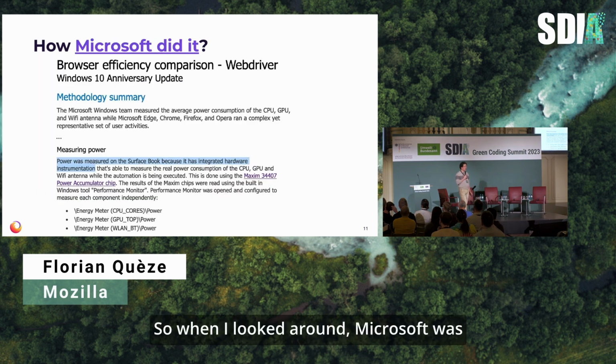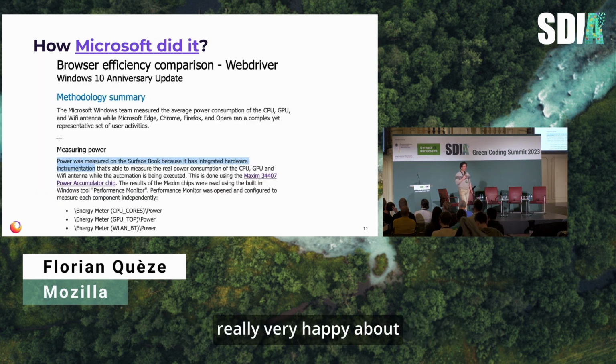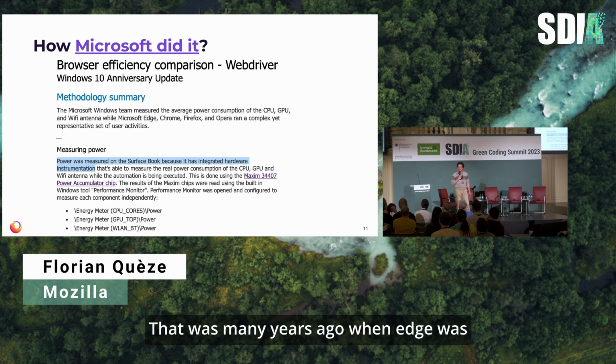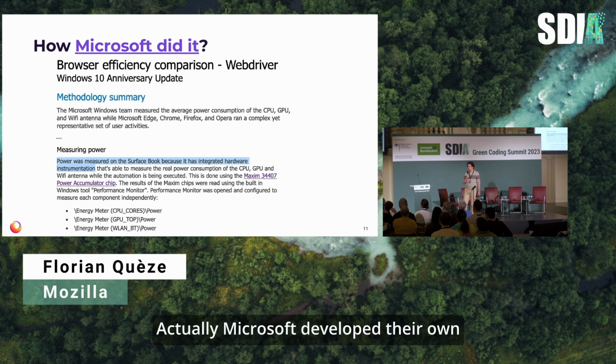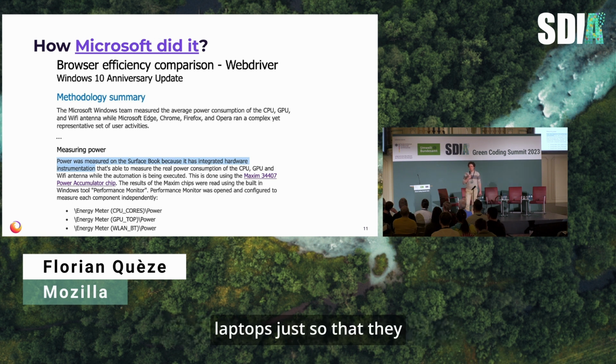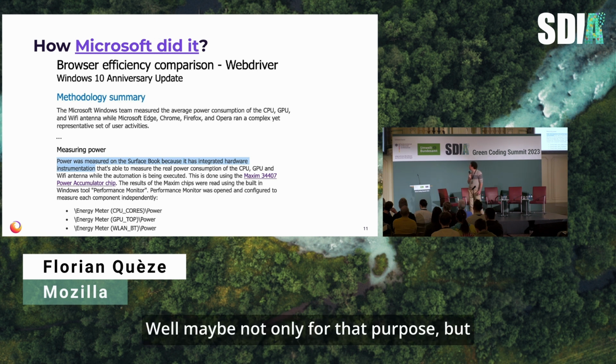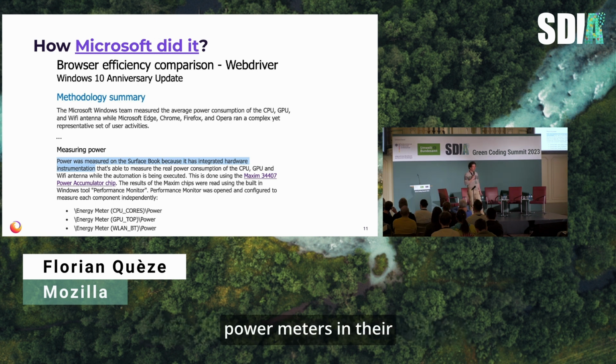So when I looked around, Microsoft was really very happy about bragging about how efficient Edge was made. That was many years ago when Edge was still a really separate browser engine. And there's one sentence here that I highlighted that's really interesting. Actually, Microsoft developed their own laptops just so that they could measure power use. Well, maybe not only for that purpose, but they included built-in power meters in their laptops.